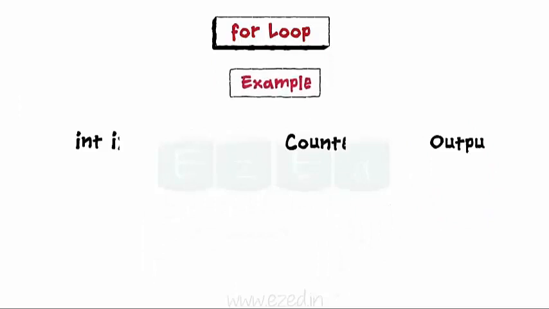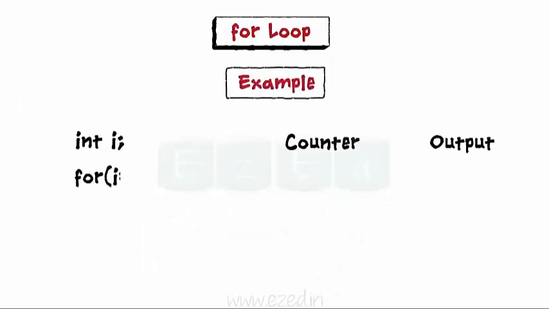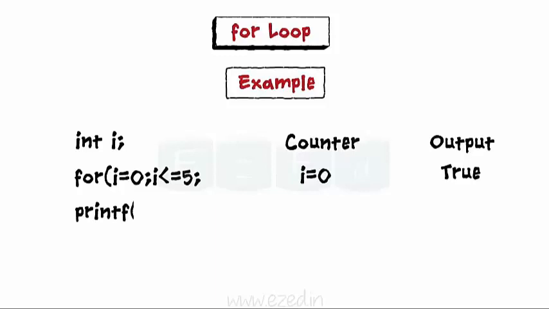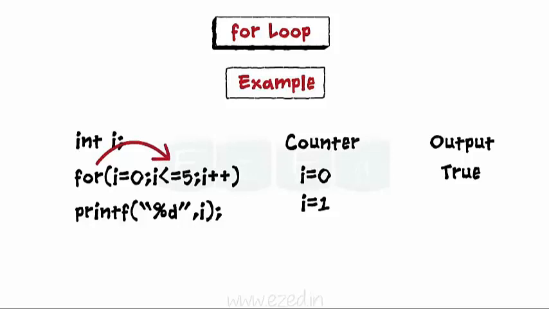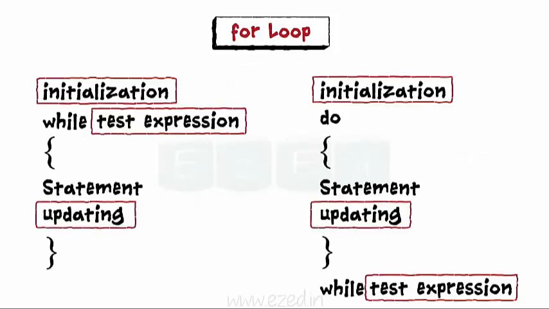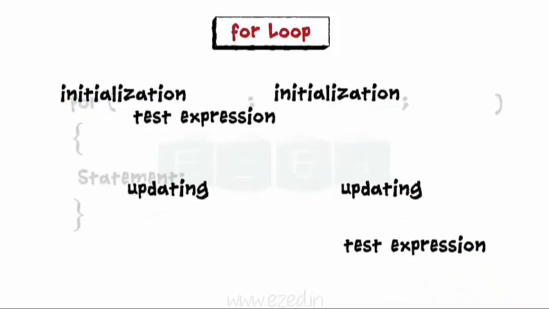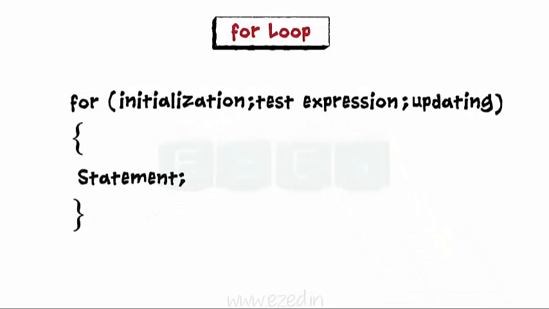A simple example: i is initialized to 0. The test expression is tested, if i is less than or equal to 5. If true, then the printf statement is executed, else the next instruction after the loop is executed. The counter variable i is incremented. Control jumps to the loop test condition. It should be noted that all the three parts of the previous loops are included in one statement here.